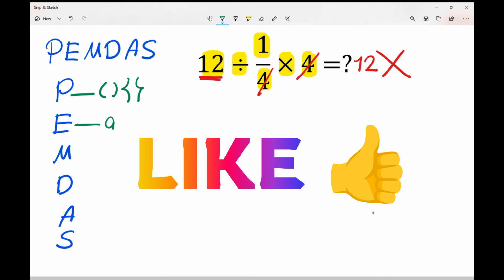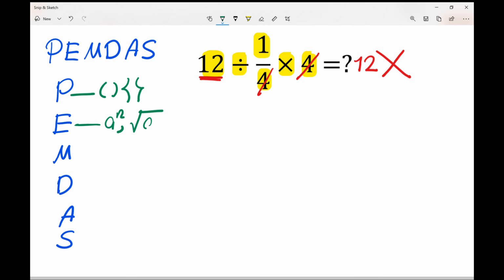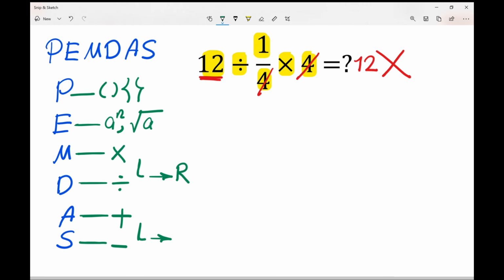Next is E for exponents, like powers and roots. Then you have M and D for multiplication and division. These two are on the same level, so you just solve whichever one comes first from left to right. Finally, you get A and S for addition and subtraction, which work the exact same way. You just finish them up from left to right.